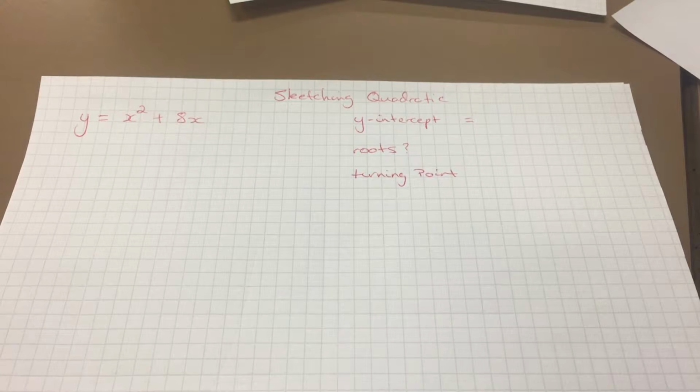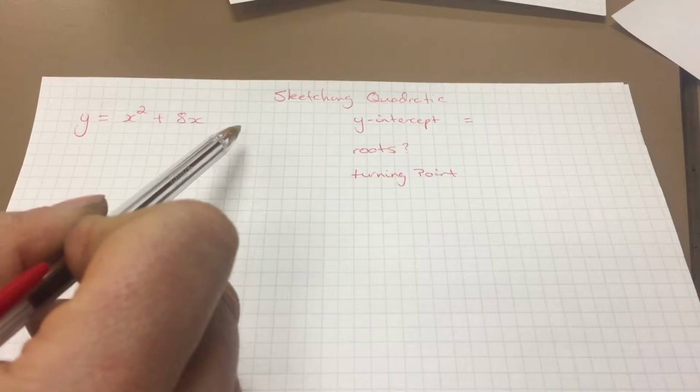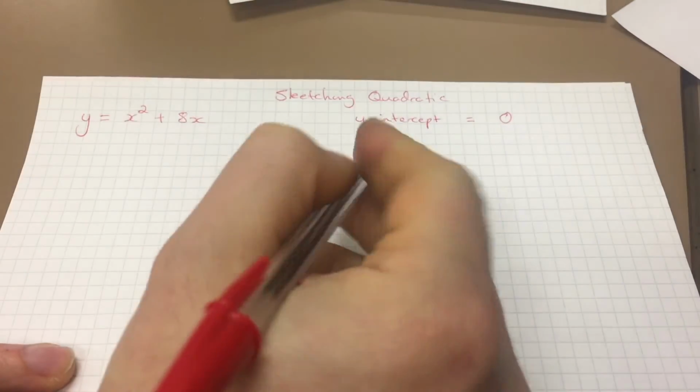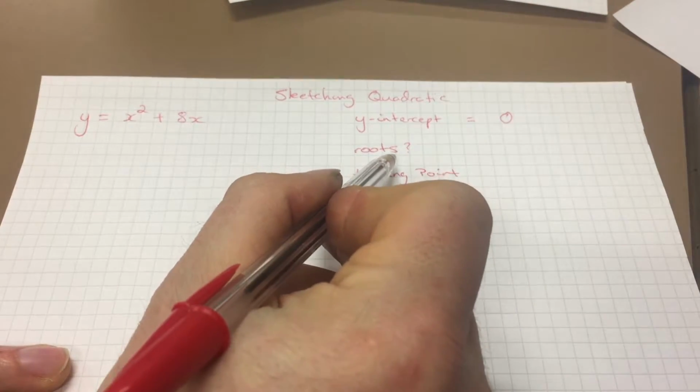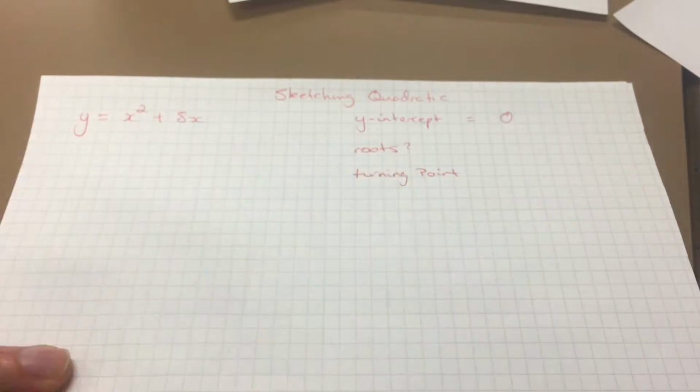Okay, so let's get started. We're being asked to sketch a quadratic here. This time the quadratic is y equals x squared plus 8x. So first of all, we write down the y-intercept. That's whatever the numerical value is that's being added or subtracted. Well, there's nothing there, so our y-intercept is 0. For the roots, you're going to be doing that by factorising and solving the quadratic. So let's get started on that.